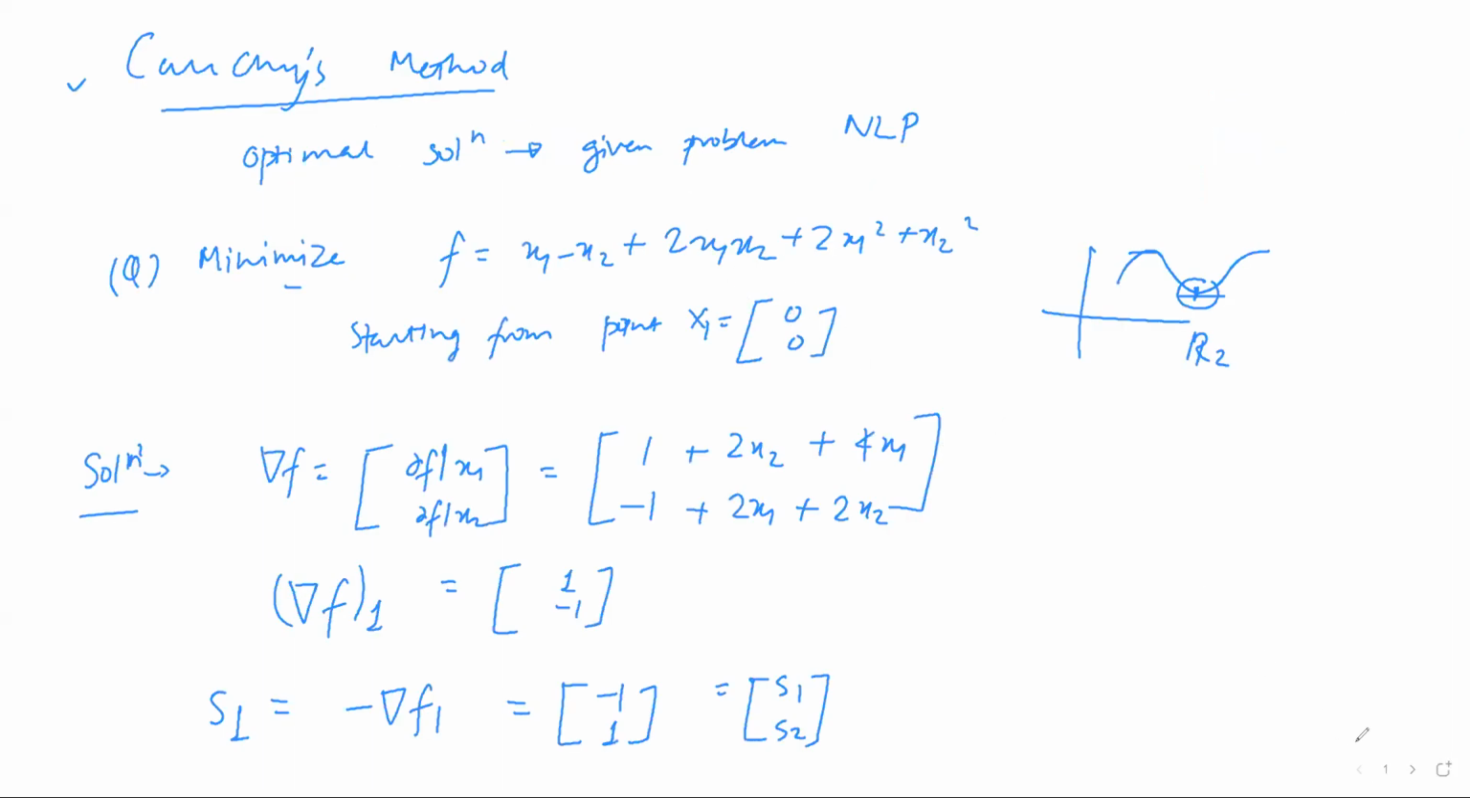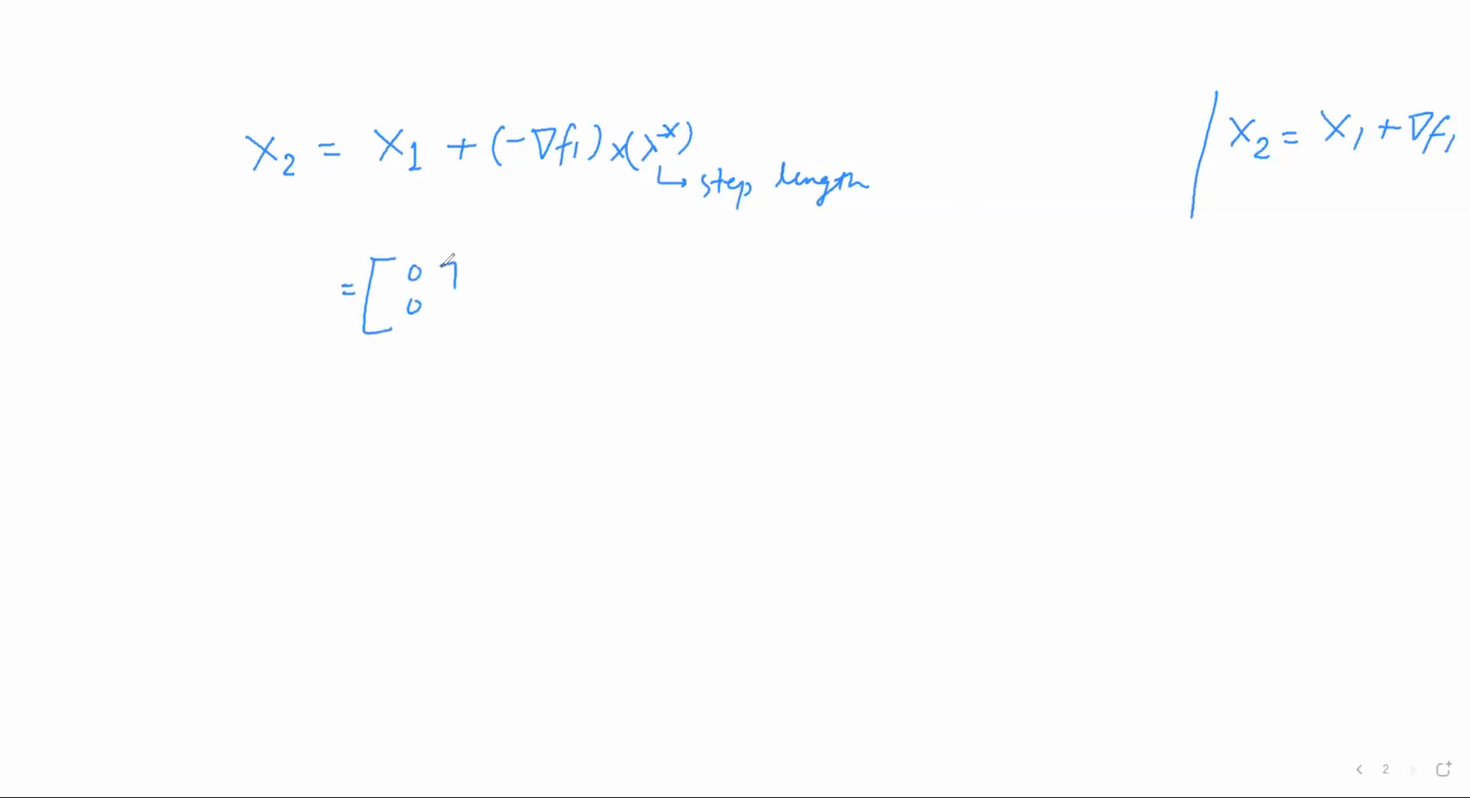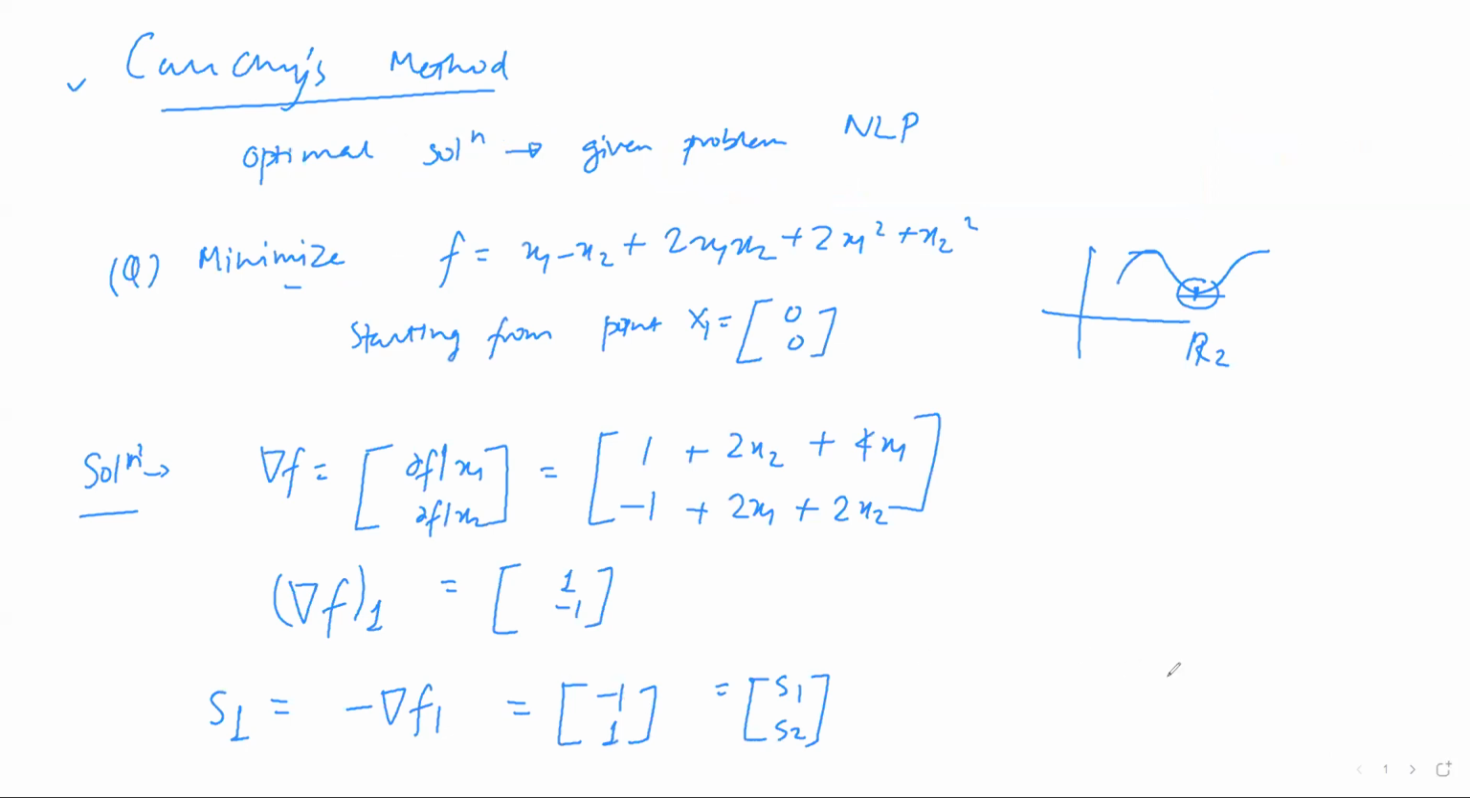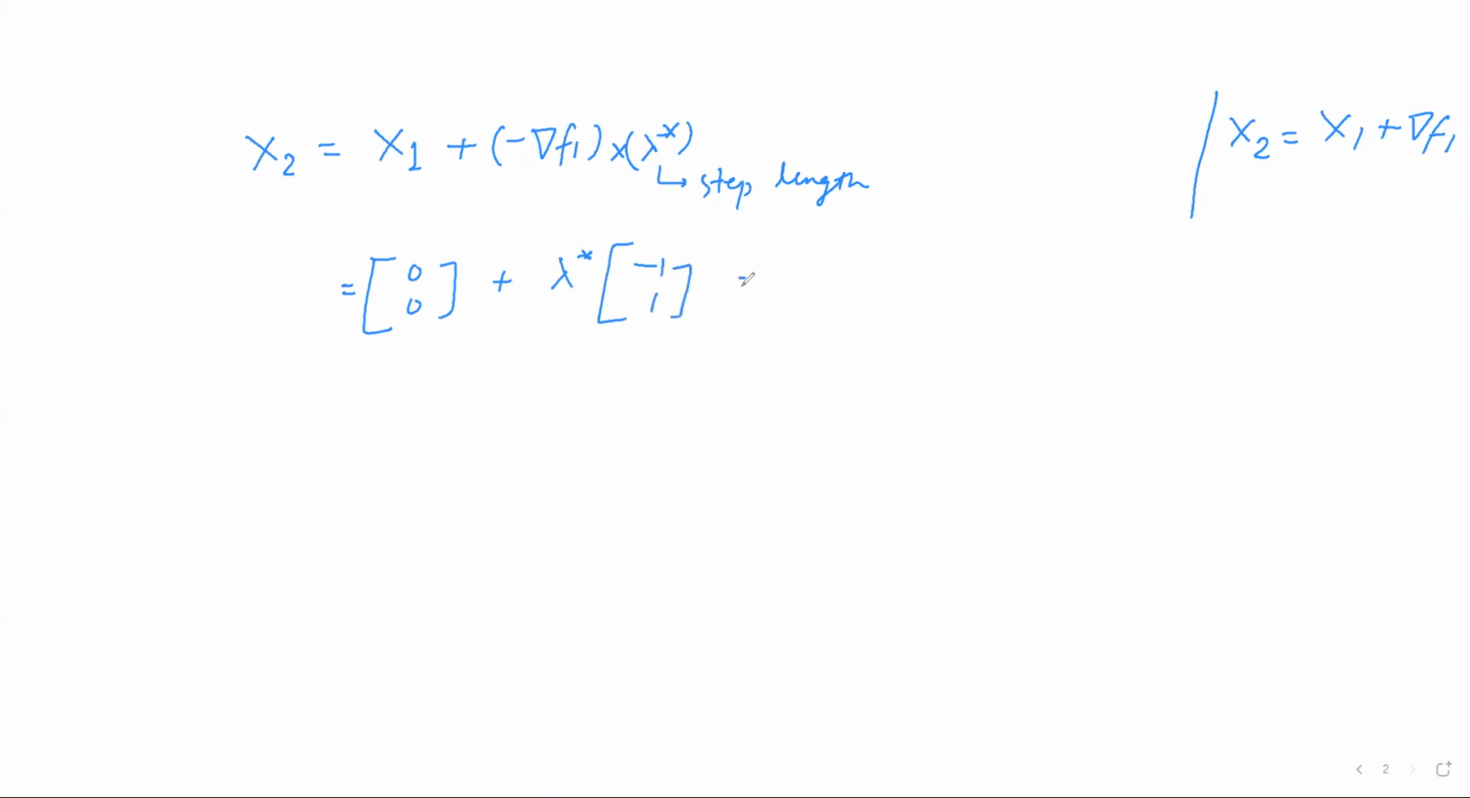Next page. What is x2? X2 is the second variable, given by the formula x1 plus lambda star into minus grad f1. Why minus? Because this is a minimization problem. If it had been a maximization problem, we would have written x2 equal to x1 plus lambda star grad f1. What is lambda star? Lambda star is the step length, and s is the search direction. We have x1 as given in the question, x1 equal to 0, 0. Substituting, we have 0, 0 plus lambda star into minus grad f1. Minus grad f1 is minus 1, 1. This gives minus lambda star and plus lambda star.